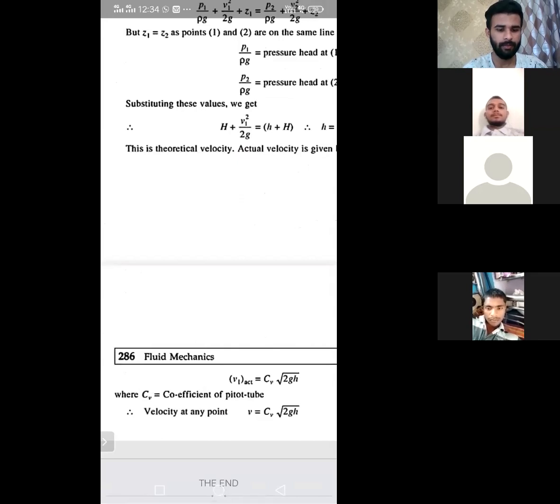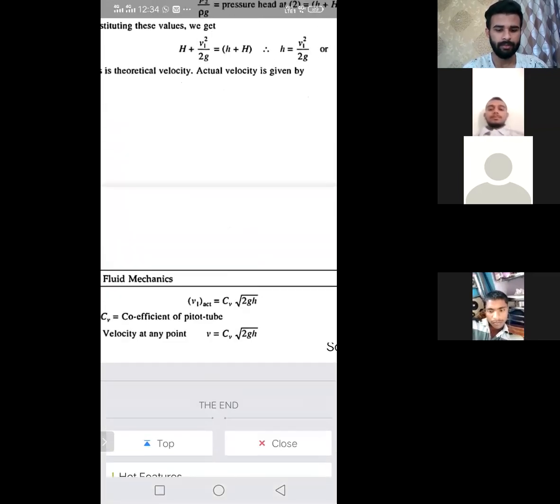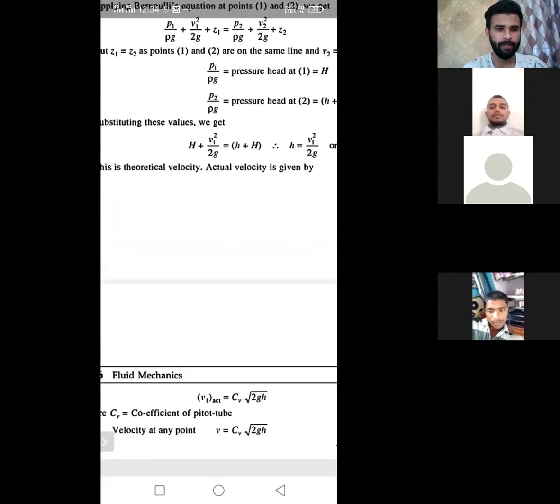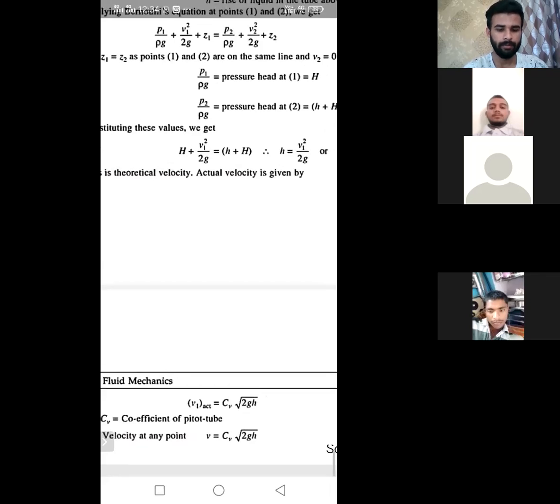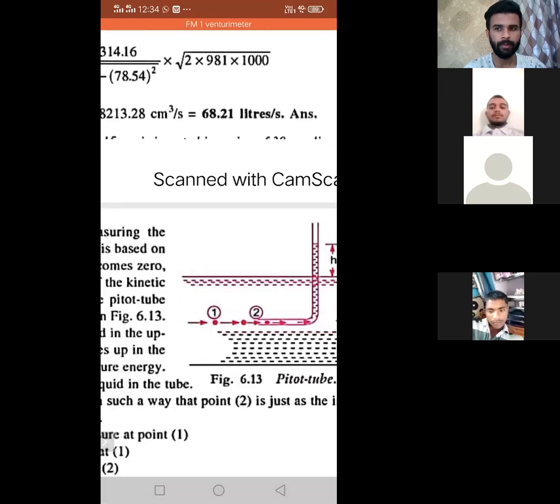Therefore, the velocity at a point we have to find. Velocity is equal to CV under root of 2GH. This is the last application of Bernoulli's equation, the pitot tube. From the pitot tube you have to calculate the velocity of fluid flow at any point.